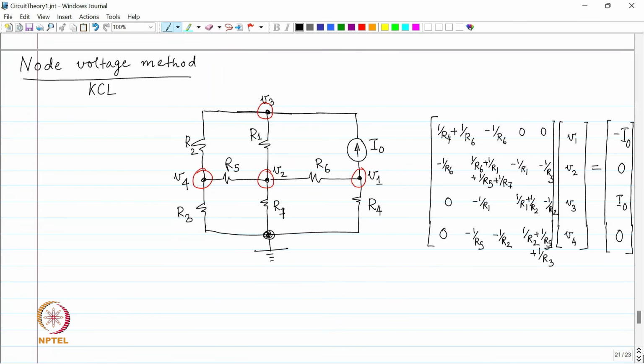Next sanity check is that all the diagonal elements are positive. All the others are negative, or 0. So, the diagonal elements are positive, the others are negative or 0. Is that okay? You have a reason why that happened? Why did that happen?